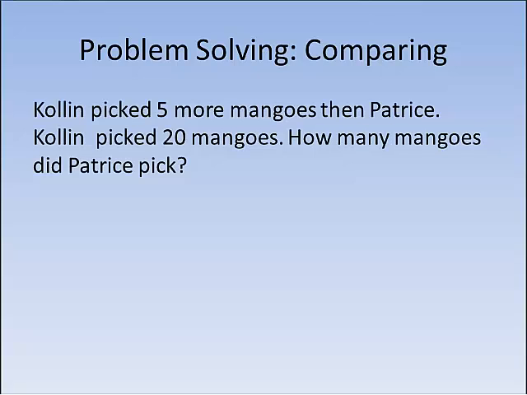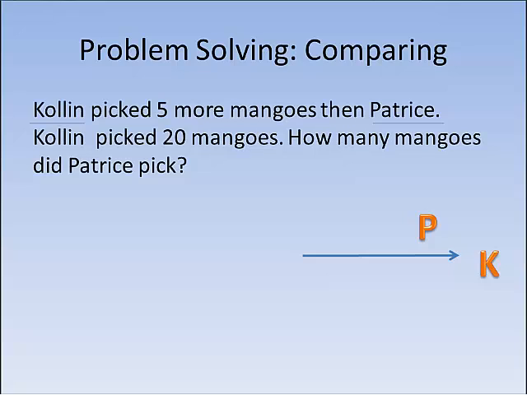So what are our variables? Our variables are how many mangoes Colin picked and how many mangoes Patrice picked. So we can use P to represent how many mangoes Patrice picked and K to represent how many mangoes Colin picked. This number line will tell us what is our bigger number. Colin picked 5 more mangoes than Patrice, so we know that K will be our bigger number.